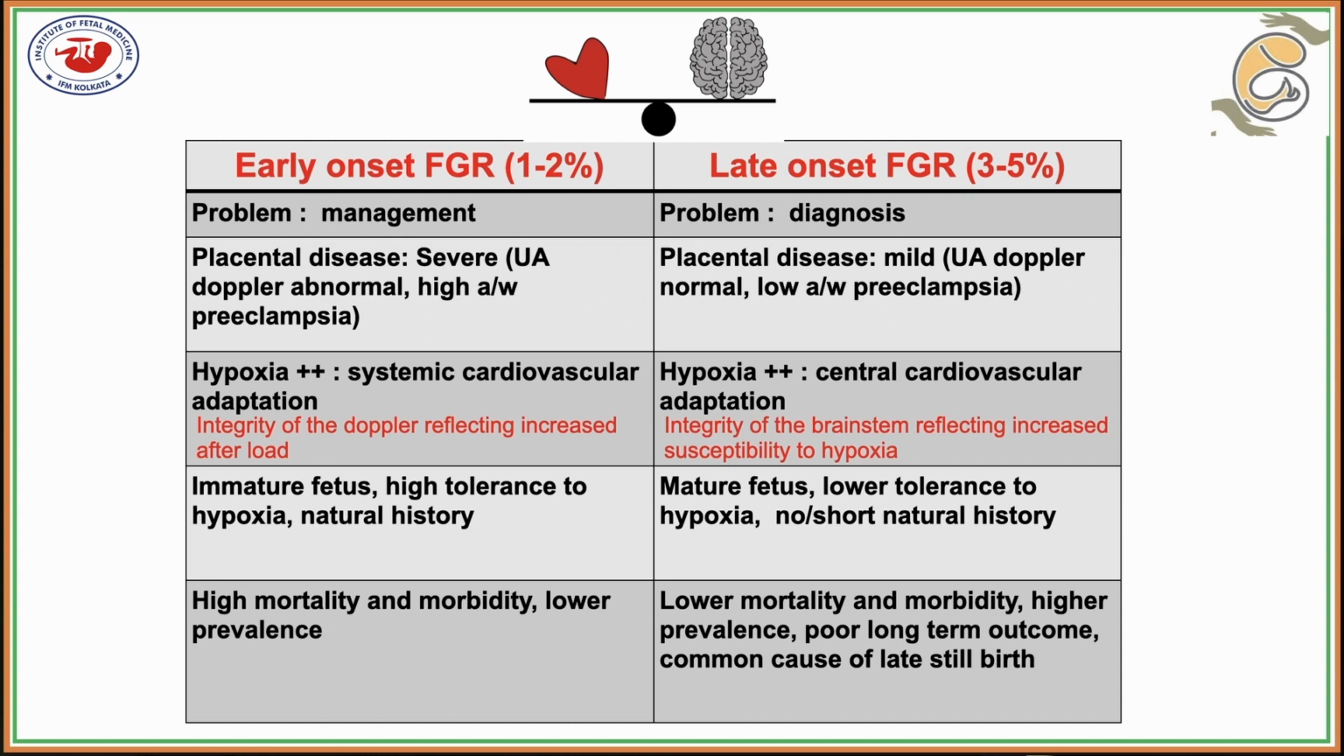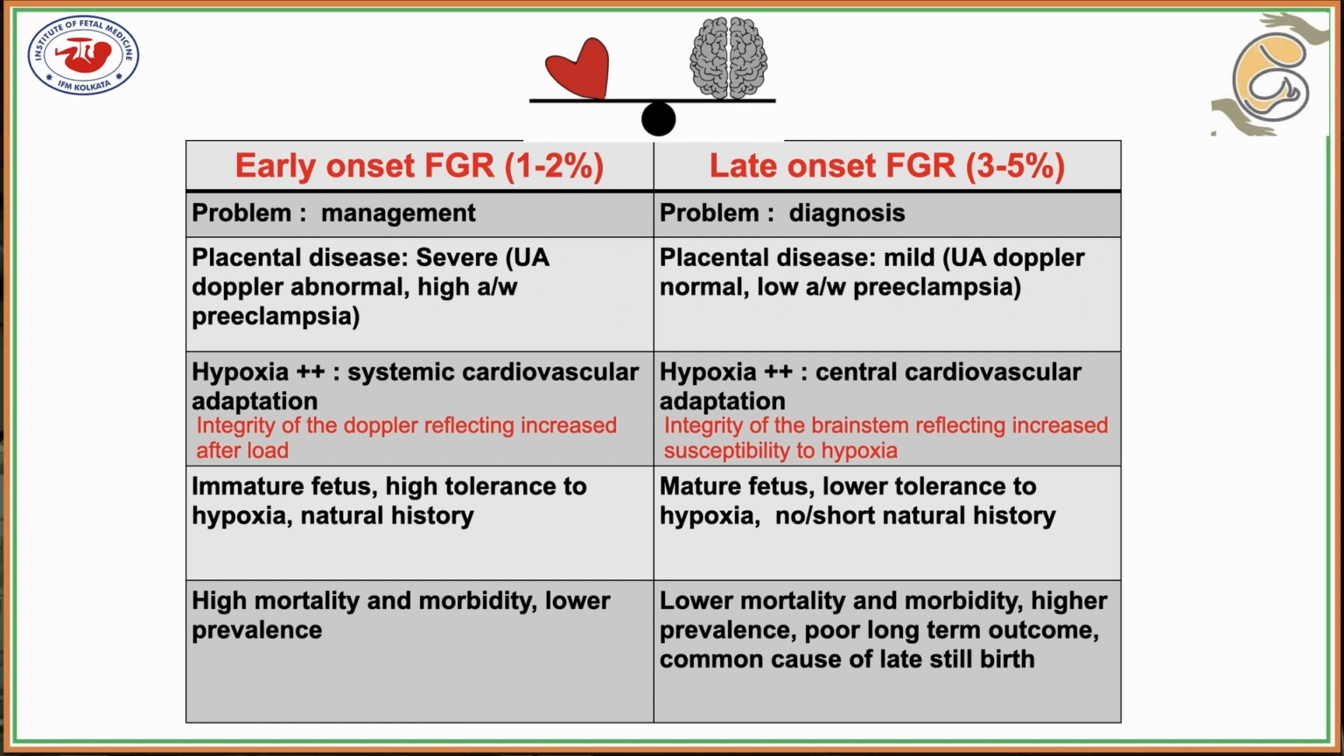But when the same insult happens later on, though there is hypoxia to the same level, at this point your placenta is not that diseased. So when the placenta is not that diseased, the umbilical artery will not show a very high resistance flow pattern, it will behave normally. So the heart is happy, because the heart is not pumping against the resistance of the umbilical artery. The umbilical artery is normal because the placenta is not that damaged.